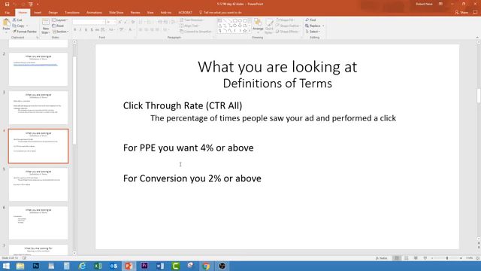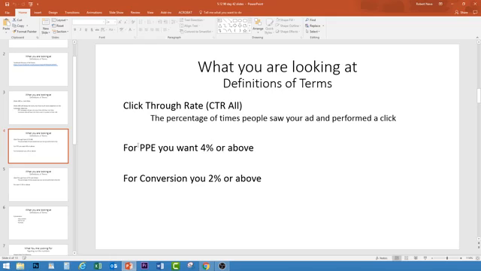There are times where you can sell more expensive things, maybe something for $200, and those are less impulsive purchases, so a lot of the numbers are going to be way different. The numbers I'm giving you on this webinar are for just the impulse type purchases. Use them as a baseline, because they could even fluctuate a little based on the product you're selling, the industry, or the niche you're in. So click-through rate all is the percentage of times people saw your ad and performed a click.